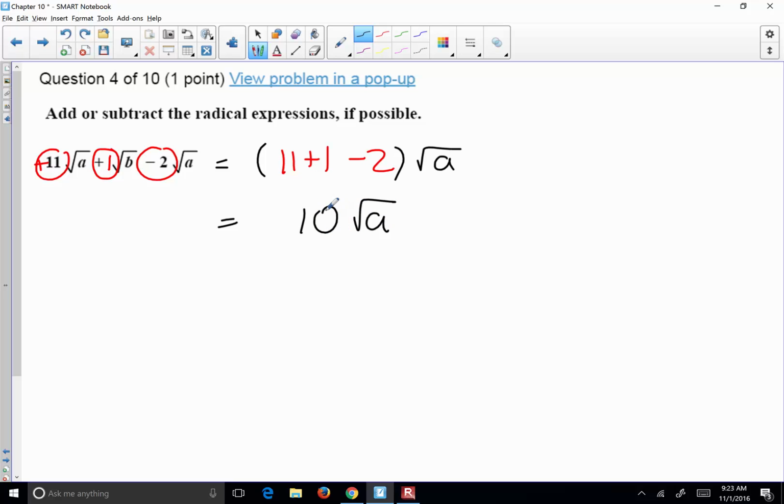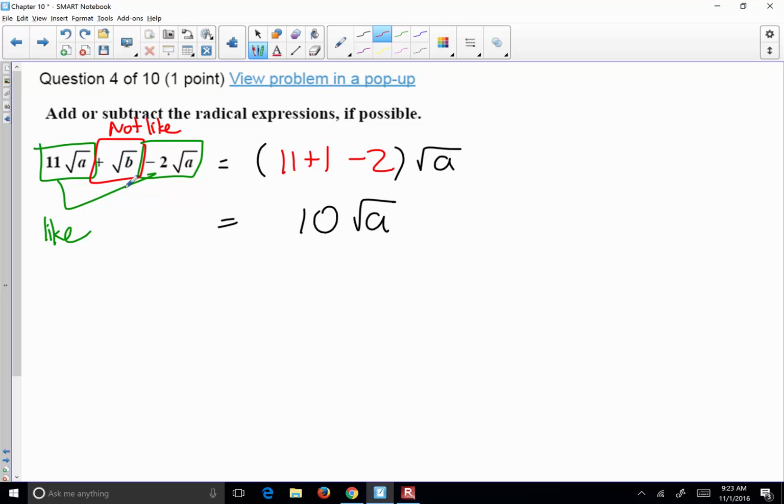Am I right? Now, what did I forget to check? Yes. To be able to combine all 3, they must be all like. All of them should be the same radical, same radicand. Are they all the same? No. Only these 2 are like. These are like. This is not like.